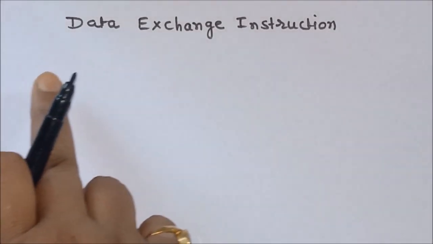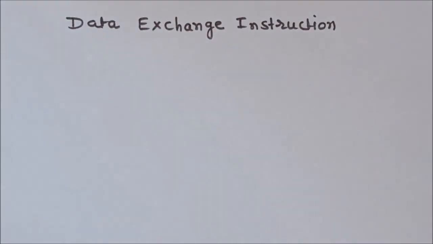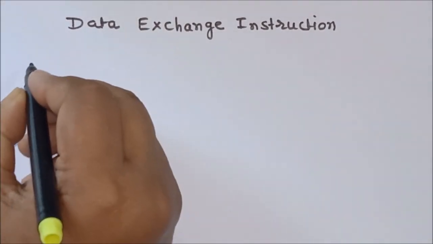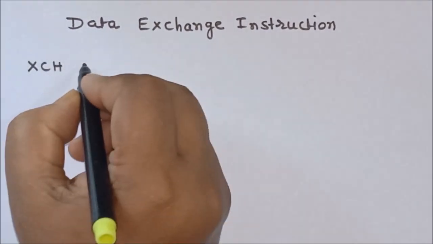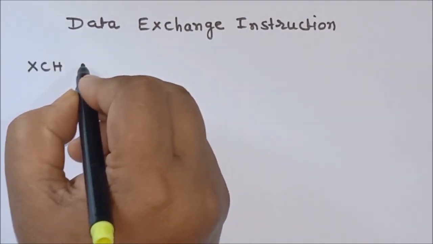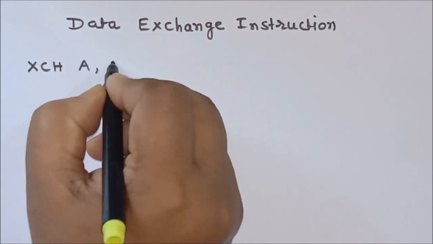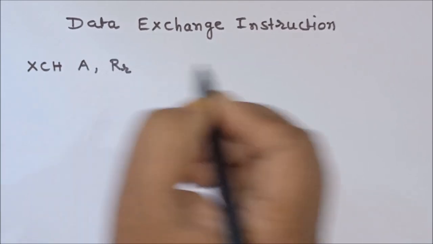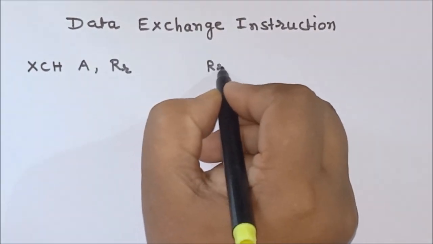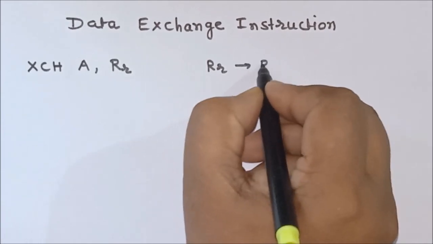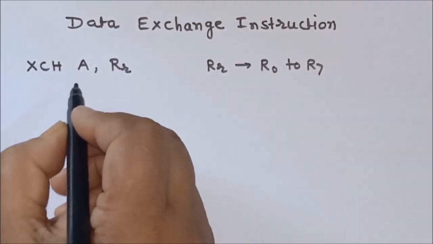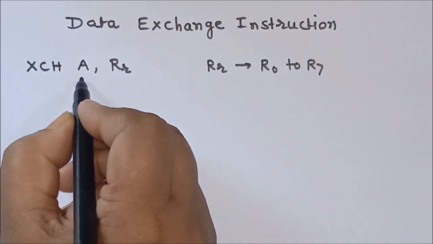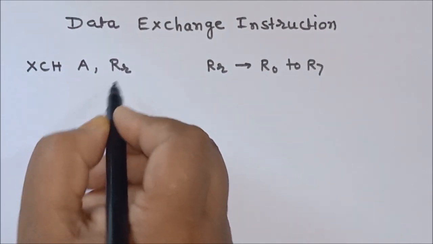The next data transfer instructions are data exchange instructions. The mnemonic for data exchange instruction is XCH, and in register addressing mode we can write it as XCH A, Rn, where Rn can be any register R0 to R7. So it will exchange data between accumulator and this register.